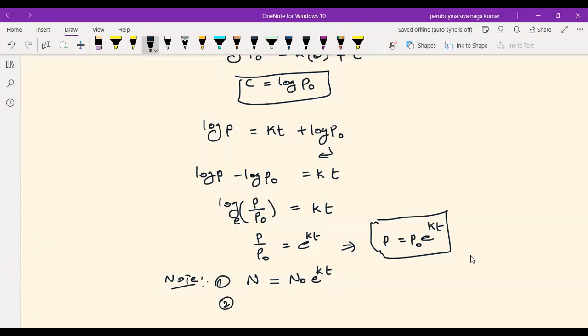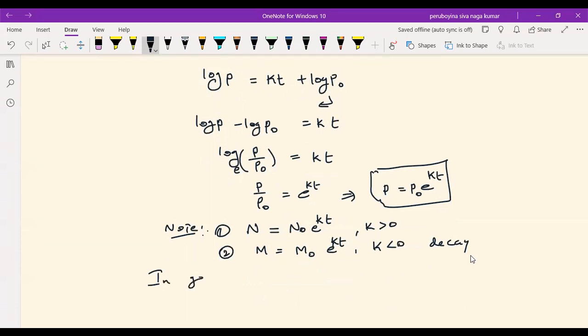radioactivity decay. Radioactivity decay, for this case, M is equal to M naught into e power kt, where M means the mass of the radioactive substance. We will use the same formula. Here k will be negative, because it is called decay. Growth means k value positive. Decay means k value negative. Okay.